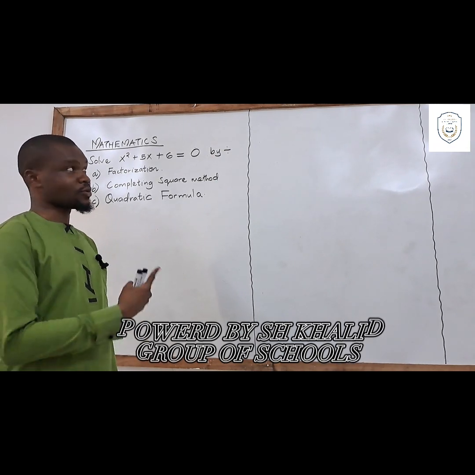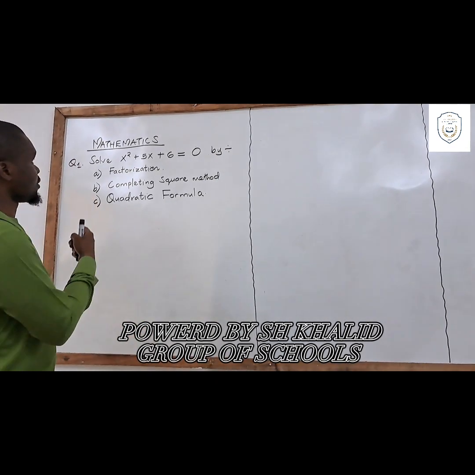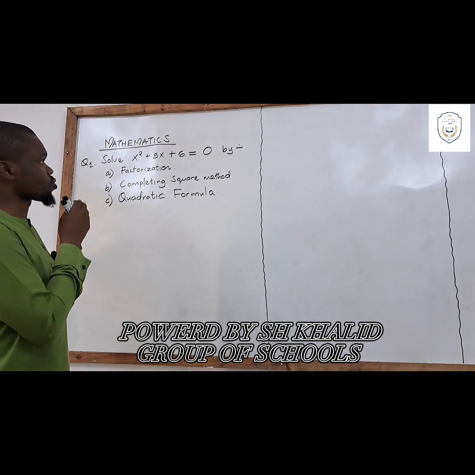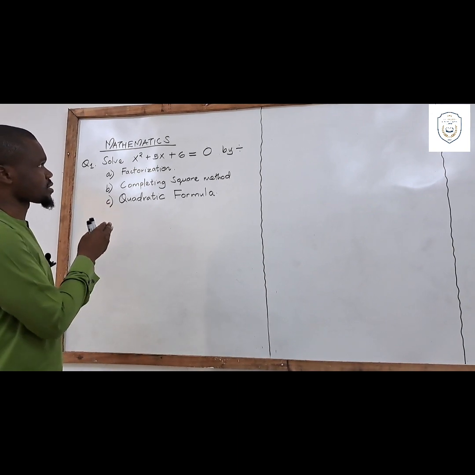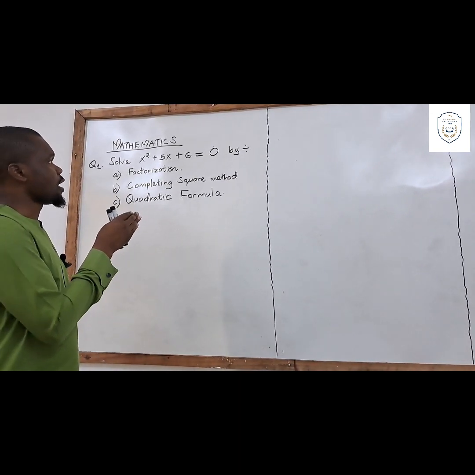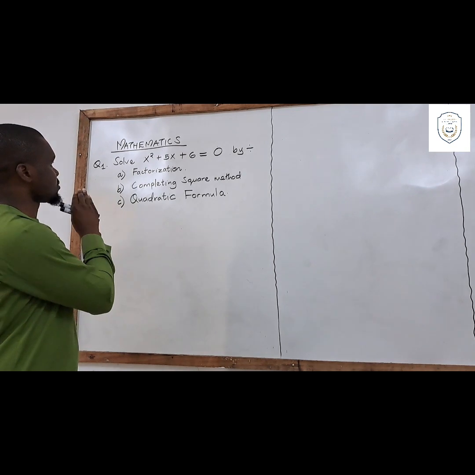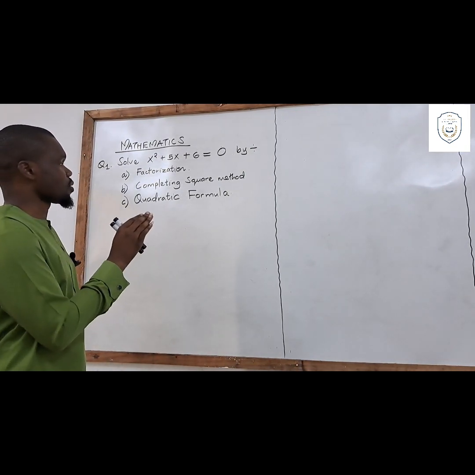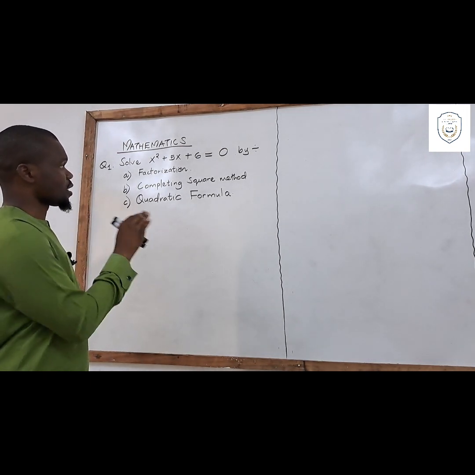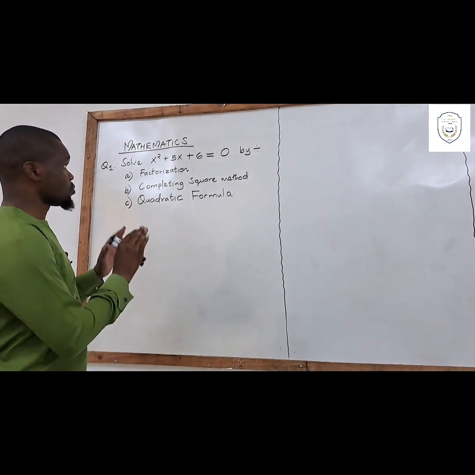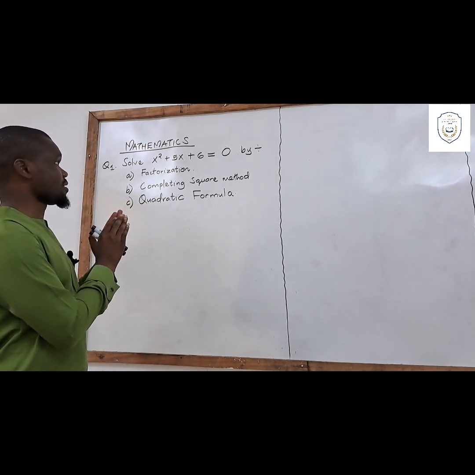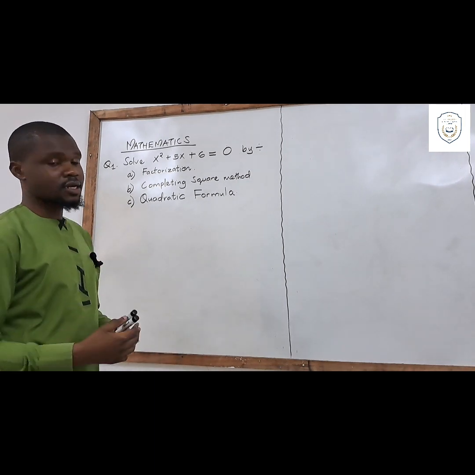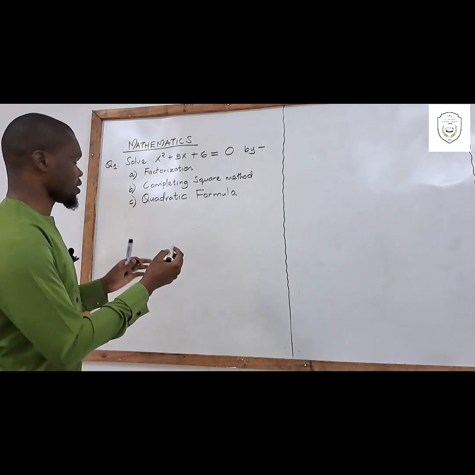Today I want us to look at one question that is on the board. The question talks about solving a quadratic equation, that is x squared plus 5x plus 6 equals 0. We are told to solve it by method number 1, factorization, method number 2, completing the square method, and method number 3, quadratic formula. So I'll do this question in these 3 ways, starting with the first one. The first one is the factorization method.